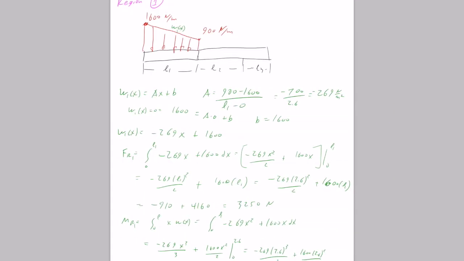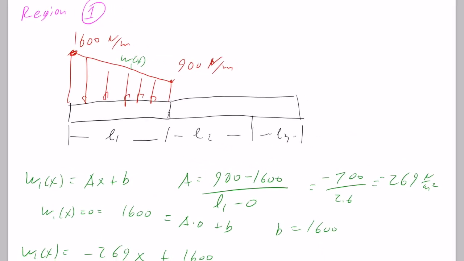Okay, so let's focus first on region 1. Now region 1, you'll notice, is not exactly a triangle, it's a trapezoid, right? So it makes this shape, a trapezoid. And you can still describe this equation, what I'm calling W1 of x, as a linear equation, where W1 of x equals ax plus b, where a is the slope and b is the constant.